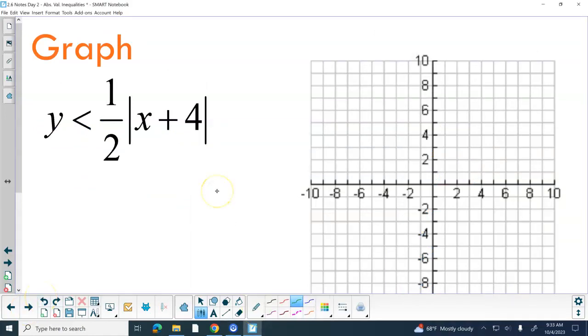Vertex for this one. Where is the vertex for this one? -4. -4, not 4, got to think oppositely. -4, comma, 0. Right side slope. 1/2, right? So directions. Up 1, right 2. Up and right.